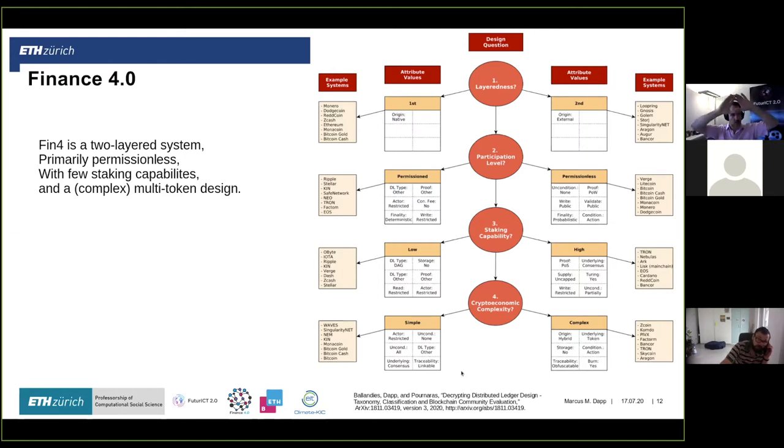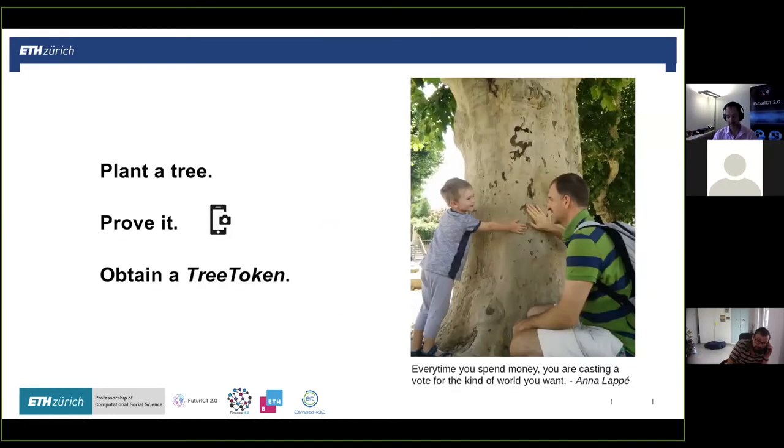The overarching name of all these different things. So blockchains are distributed ledgers. Directed acyclic graphs like in IOTA are distributed ledgers, and there are other things as well. So let's go back to Fin4 and make it simple again.